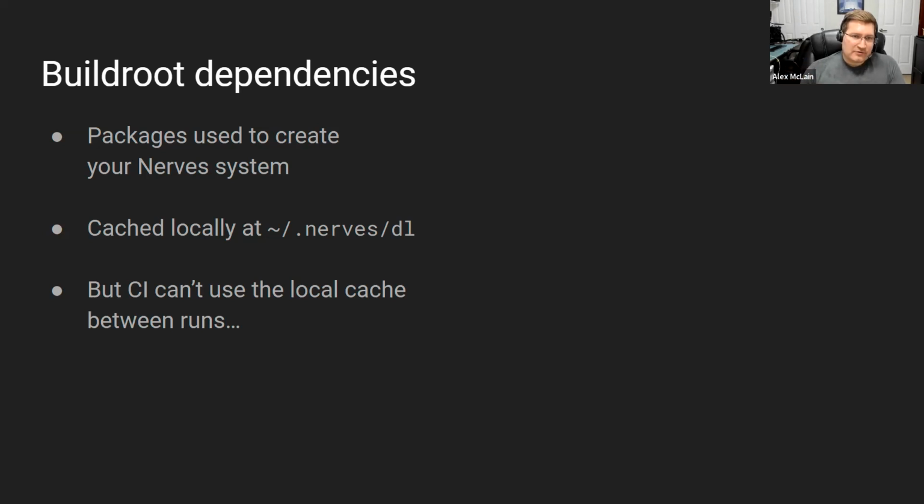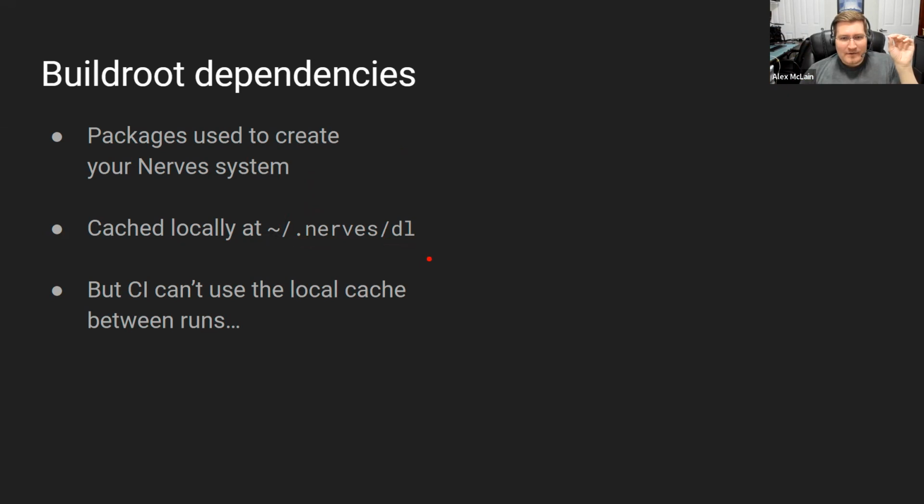When this happens locally, so this can happen locally on your machine if you're building a system manually. It can also happen in the cloud if CI is building your system. And when this happens, Buildroot is putting these, configured by Nerves, in a local cache here at nerves/dl. The catch with this, this works locally because locally your disk is persisted, unless for some reason you're pulling your hard drive out on a regular basis.